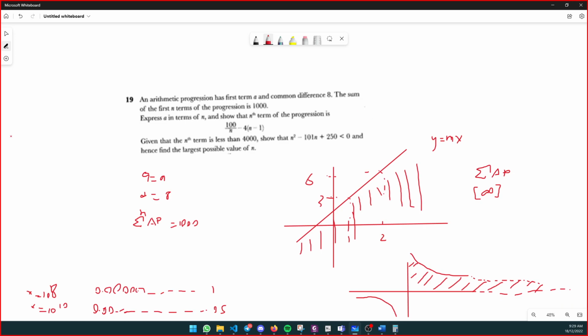Then the question says, given that the n-term sum is less than 4000. So the n-term sum is less than 4000. So x, the final x, equals less than 1000.